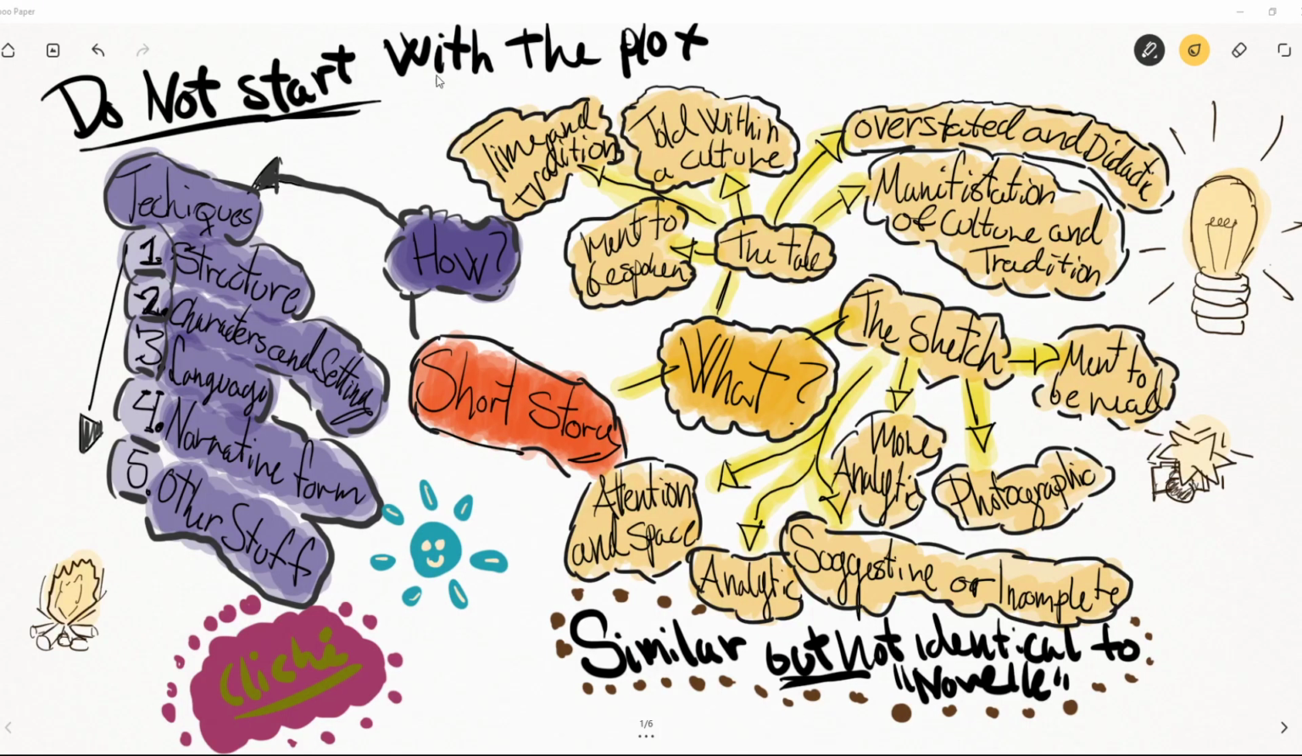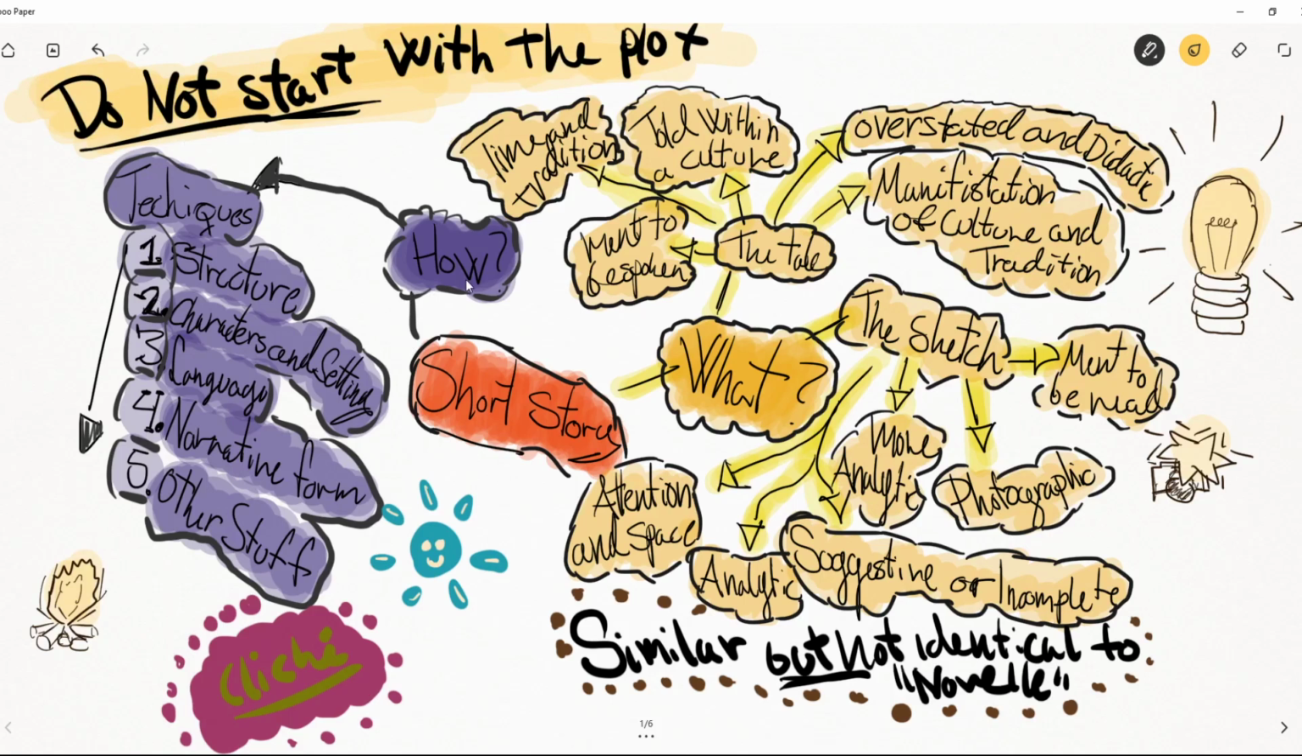And first off, as you see here at the top, I have highlighted do not start with the plot. Despite what you see in many places, especially maybe in your books and on the internet, in Norway they always say start with the plot. I say that is wrong. You should not start with the plot. It's a bad idea.